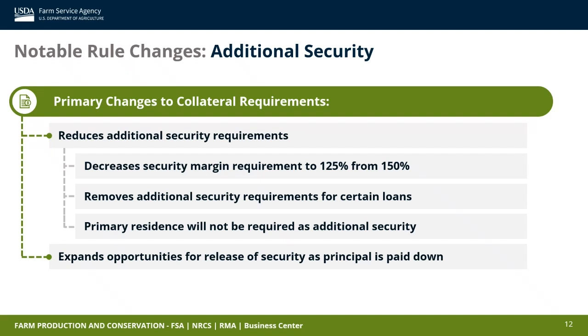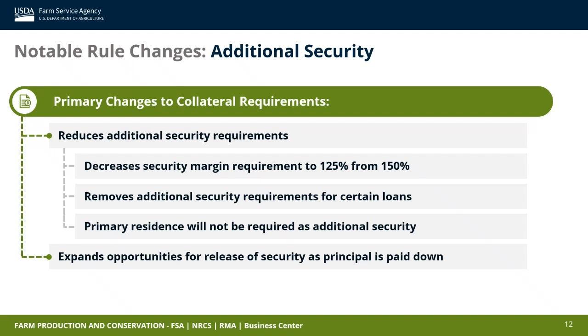We're removing the need for additional security for microloans and farm ownership loans where the applicant provides a 5% cash down payment. That mirrors similar requirements already in existence for down payment loans and microloan term loans. And again, for primary loan servicing, we're reducing from a lien on all assets necessary for a restructure down to just a 125% security margin.